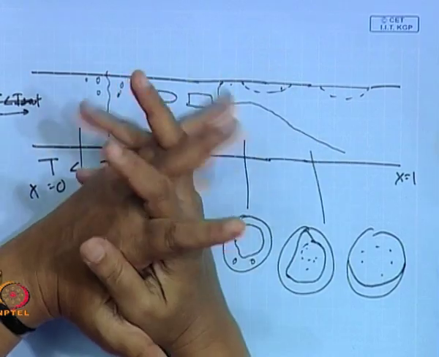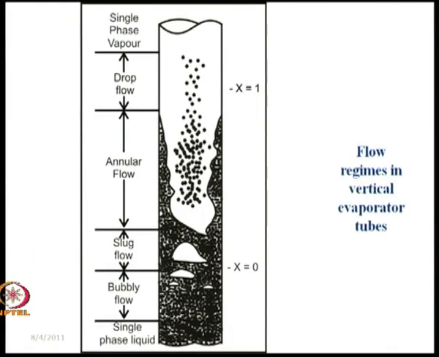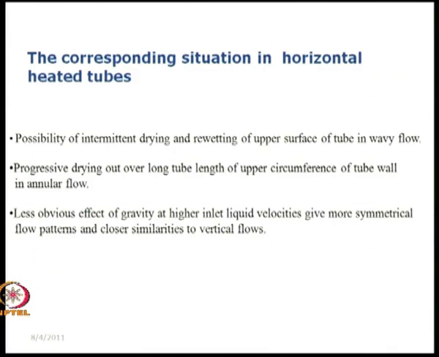So, therefore, we find that in a horizontal heated tube, since gravity also sets in addition to the situations which we had observed in the case of the vertical tube, there is a possibility of intermittent drying and rewetting of the upper surface of the tube in wavy flow or annular flow, as you call it. Then gradually this intermittent drying period becomes longer and longer. So, it is progressive drying out over a long tube length of the upper circumference of the tube wall in annular flow.